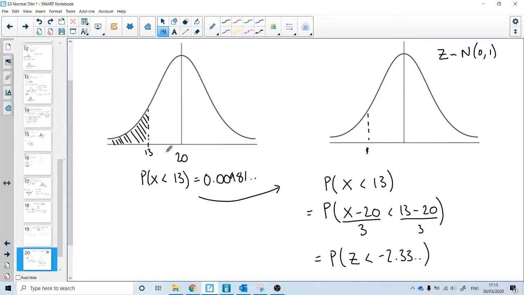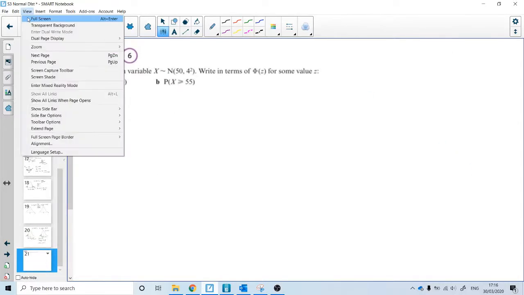Another way of thinking about this would be we need to transform this 13 using our transformation. And our transformation is we take away mu, take away our mean, which is 20, and divide by our standard deviation, which is 3. So we'd get that value there that we want to work out the probability to the left of, and we get that as minus 2.33 when we transform it.